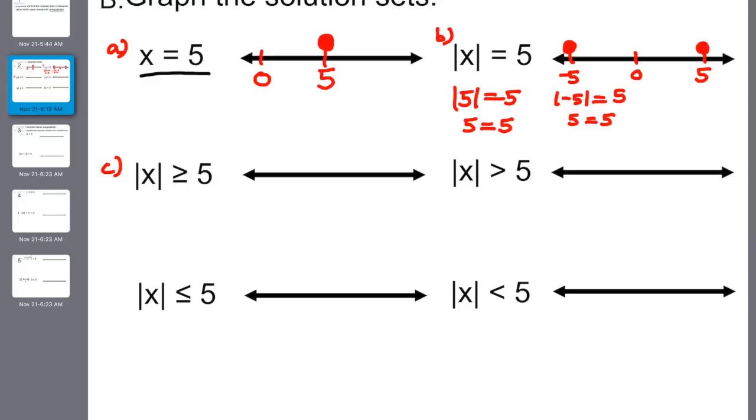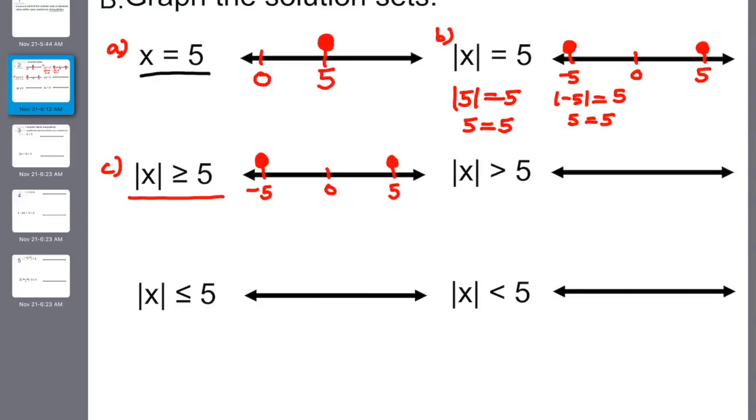Looking at what we'll call letter C now, we have the absolute value of x is greater than or equal to 5 units from 0. So if we think about it, we have 0 on our number line here. We already know that 5 is 5 units from 0. And since we're talking about greater than or equal to, we know that that's still part of this solution. Now we're back. We have negative 5 is also 5 units from 0.